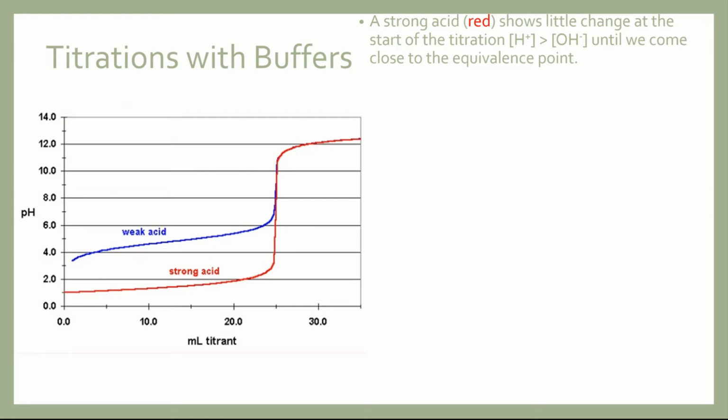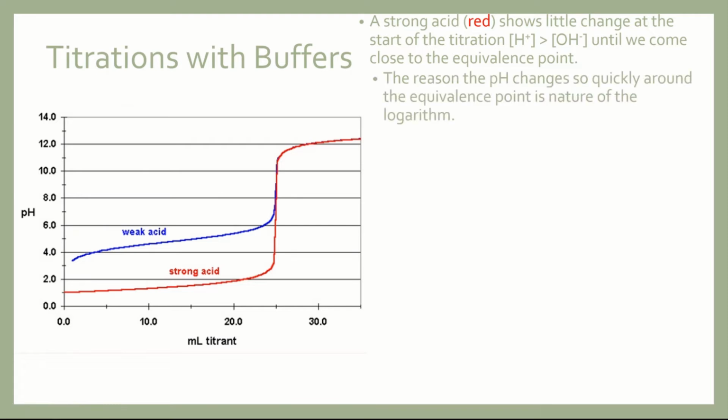The red line shows a strong acid and a strong base. So we have an equivalence point at 7, where our H plus and OH negative are equal. Again, the reason we have this general shape is to consider how pH works. At first, you're adding small amounts of base, and you have very little change to the pH. As you get closer and closer to a pH of 7, it takes very little base to change that pH.